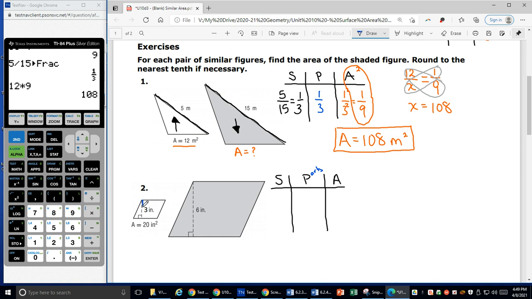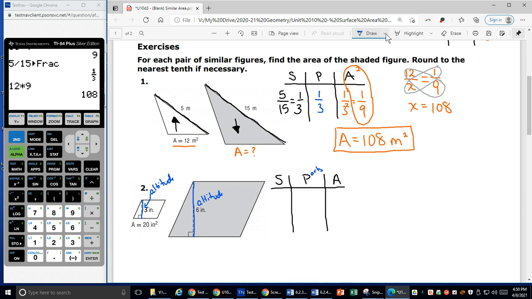What I mean by parts is, for example, in these two figures, I have an altitude and I have an altitude. Those are parts, like pieces of these shapes, so I can put those here under P. Again, my scale factor and my parts or perimeters should be the same. And then I square it to get the areas.